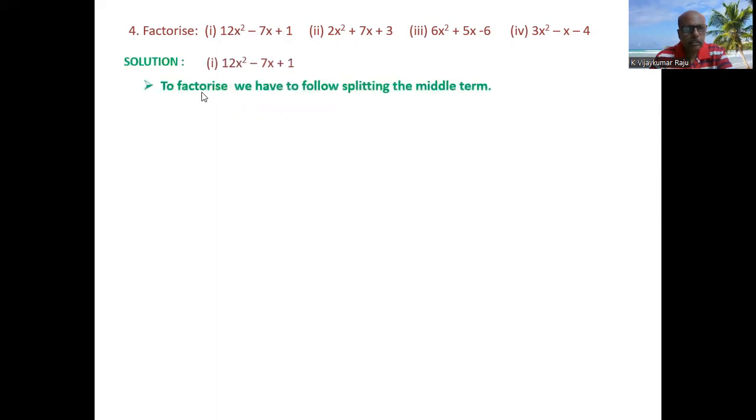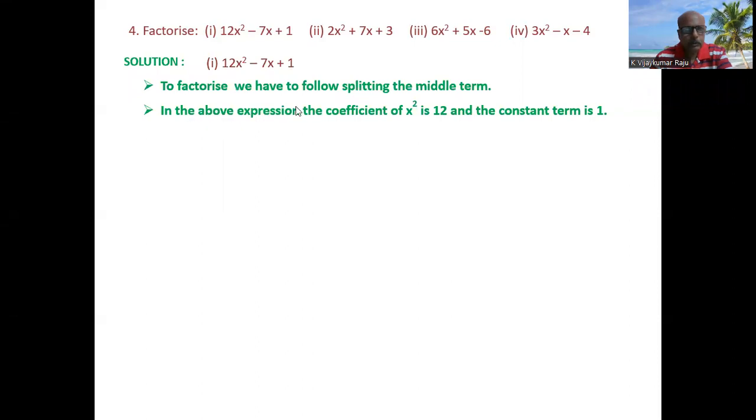Now, to factorize, we have to follow the splitting the middle term method, because 12 is not a perfect square, and 1 is also not a perfect square. So that follows the splitting the middle term method. In the above expression, the coefficient of x square is 12 and the constant term is 1.